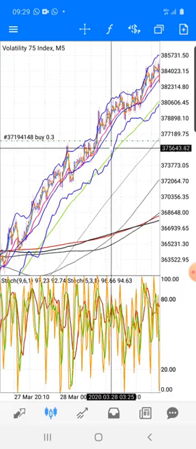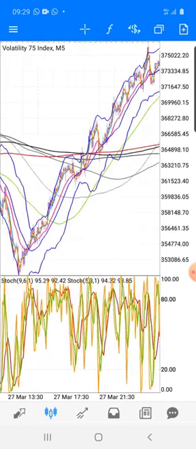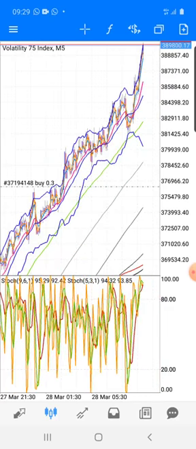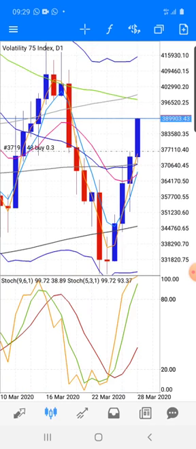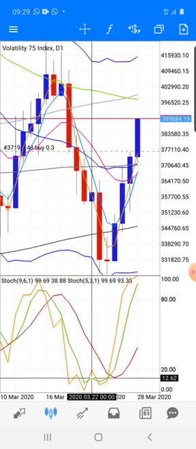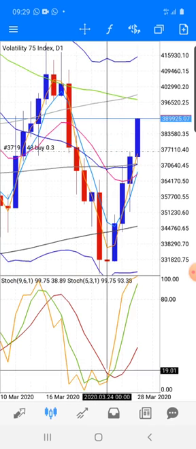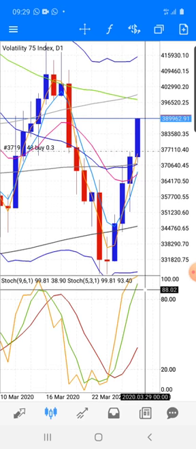Now, pay attention also to the green moving average. Look at it on the 5 minutes. Do you see how the green moving average is just pointing straight up? It's not even curving. If I want to know if the trend will still continue, I just want to know at a glance. I come to my daily. I pay attention to this green line. The green line on the stochastic is pointing up.